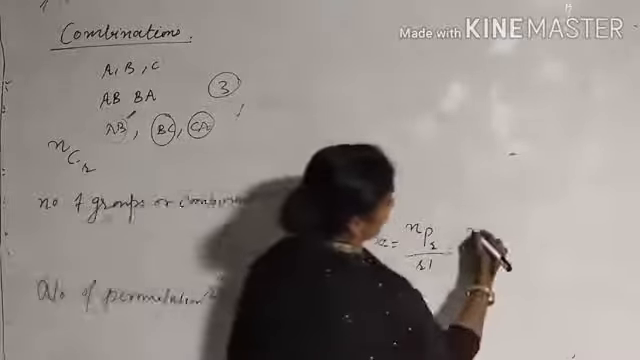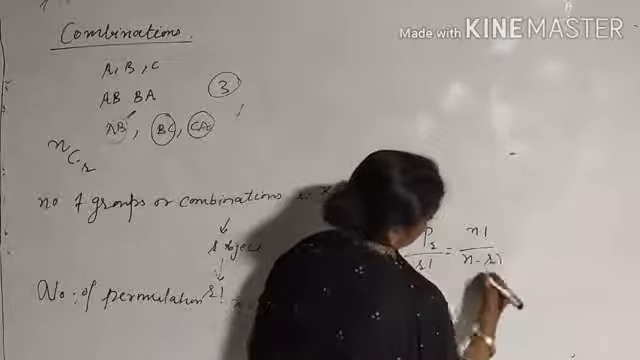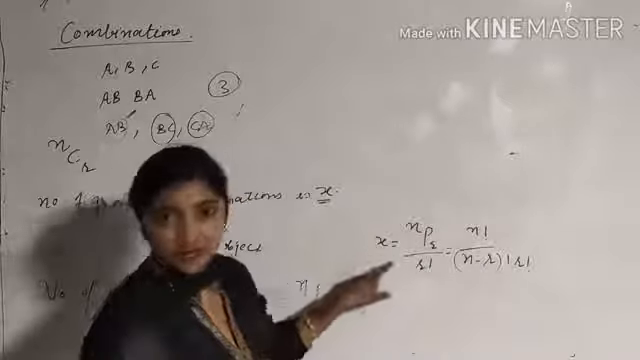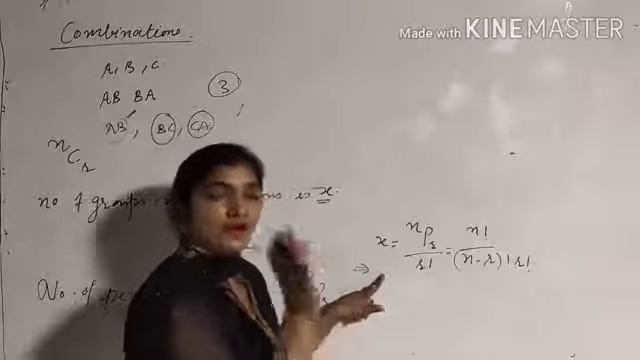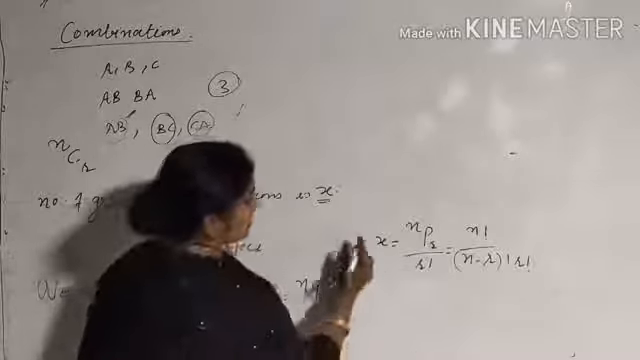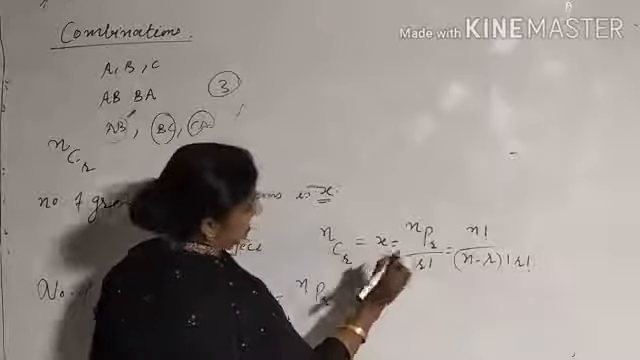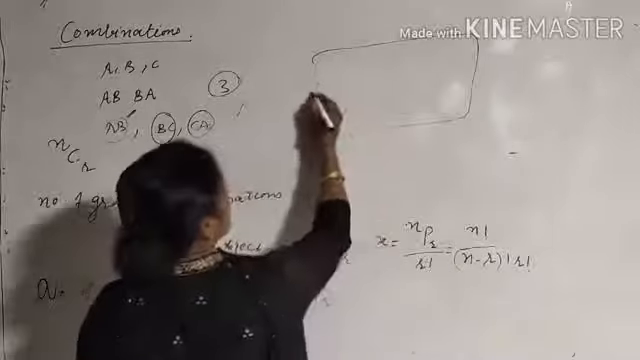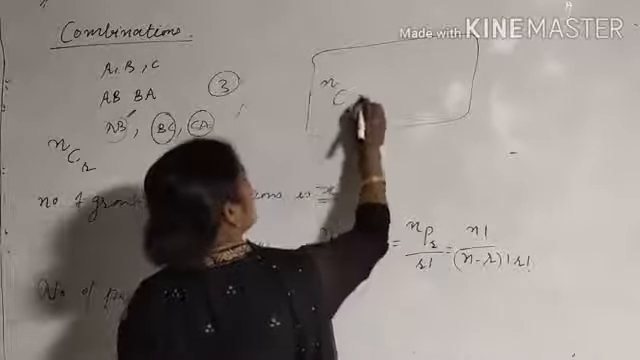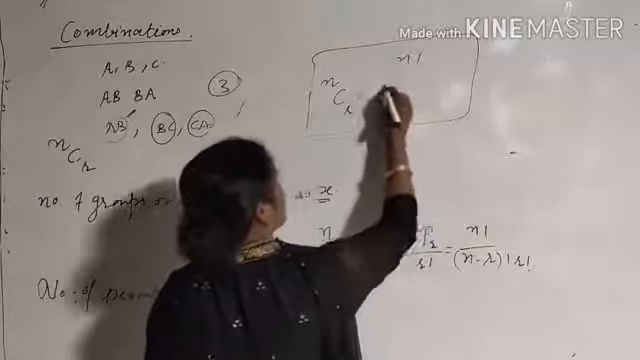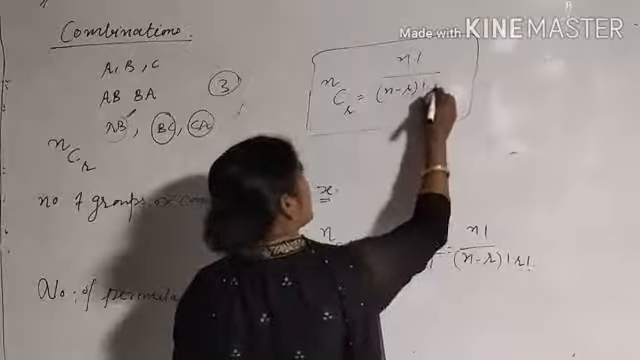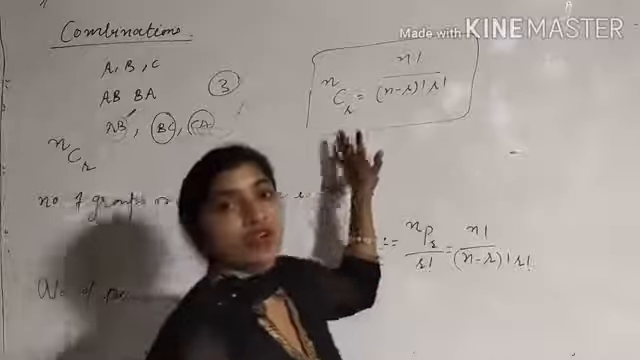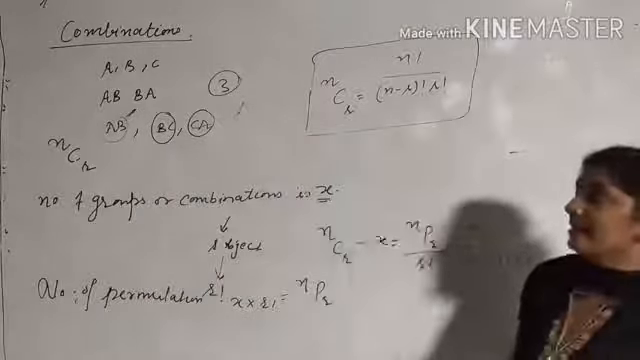So this is equal to n factorial upon n minus R factorial into R factorial. And what is X? The number of combinations or number of groups out of n things taking R at a time, which we have denoted by nCR. nCR is n factorial divided by n minus R factorial into R factorial. This is the formula for the combination of n things taking R at a time.